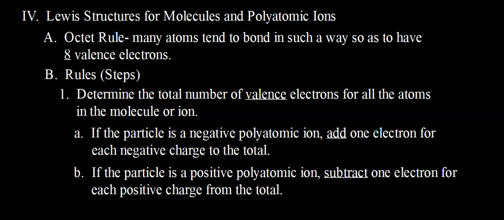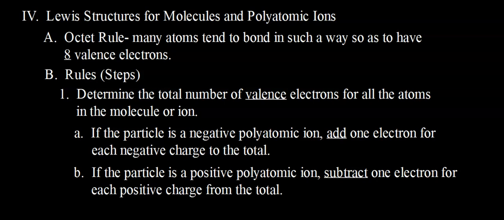Step number 1, determine the total number of valence electrons for all of the atoms in the molecule or ion. So you just have to add them all up. If the particle is a negative polyatomic ion, then you're going to add 1 electron for each negative charge to the total. If the polyatomic ion has a negative charge, that means that it has more electrons than protons. So we're going to add to the total.